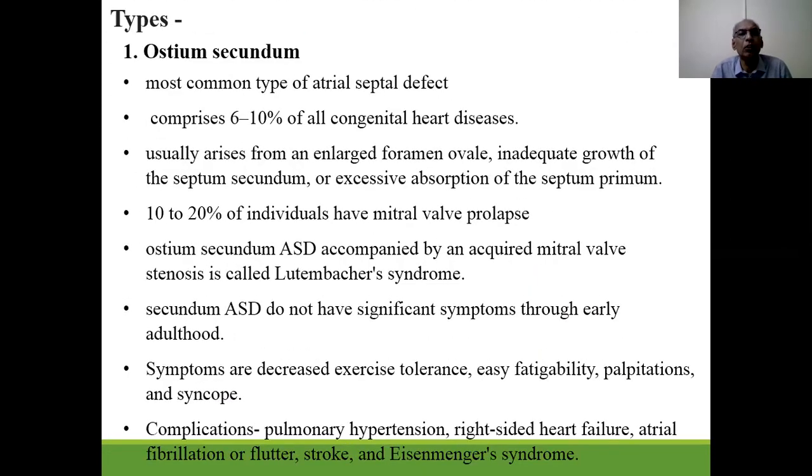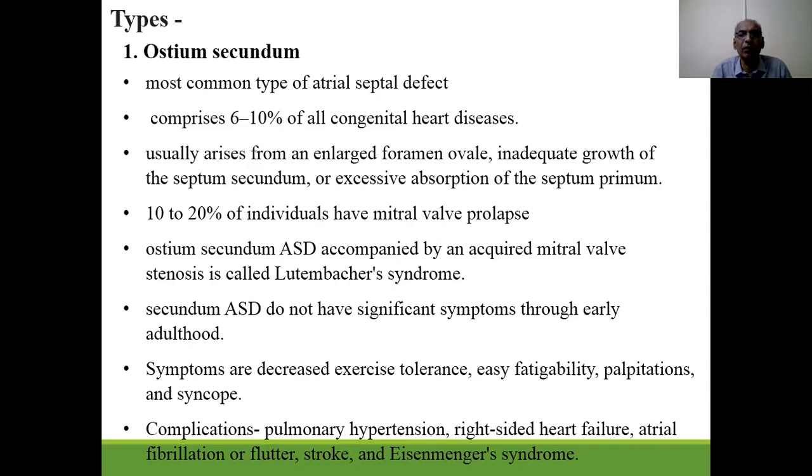First is the ostium secundum type of ASD, which is the most common type. Nearly 6 to 10% of all congenital heart diseases are of the ostium secundum type. This ASD usually arises from an enlarged foramen ovale, which is present in fetal life and helpful in the fetal circulation. Also, it may be due to inadequate growth of the septum secundum or excessive absorption of the septum primum.